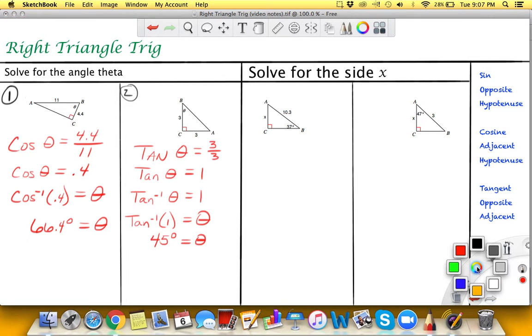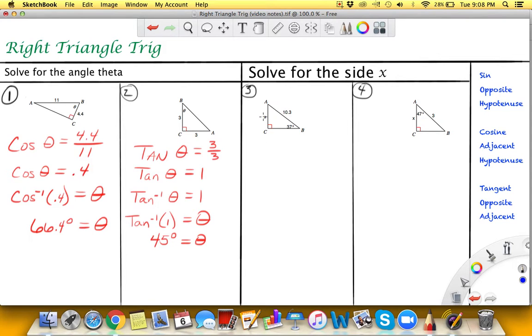So let's move a little further, and in example 3 and 4 we are actually going to find the value of a missing side. Okay, so we're going to find the value of a missing side over here, and let's go ahead and switch over to a different color since we're doing a different concept. Same process pretty much, but the only difference is we're finding the value of a side.